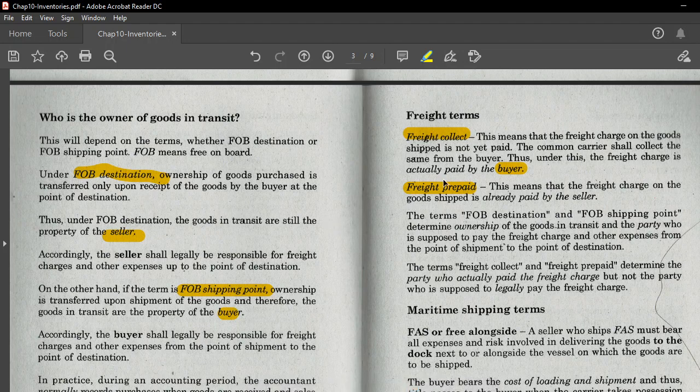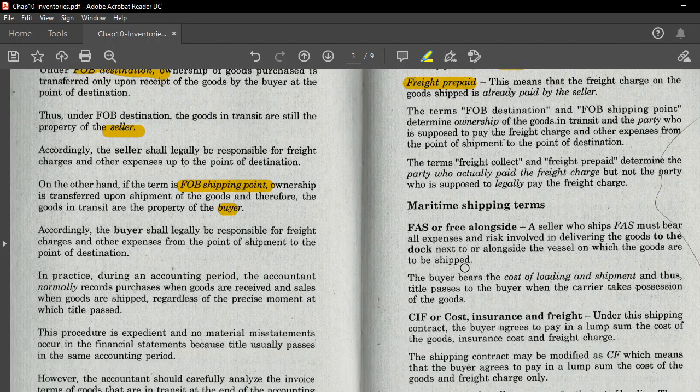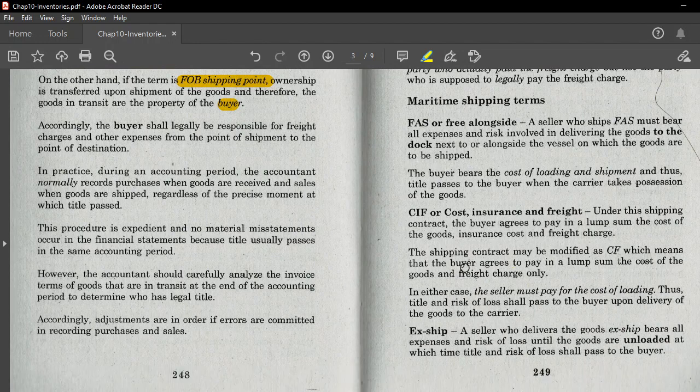But I'm sure na ito na rin na-discuss in our previous accounting courses. So, the journal entries, if you want to review, then just visit your notes in your accounting 2 and FAR, if I'm not mistaken. Now, we have other shipping terms here.